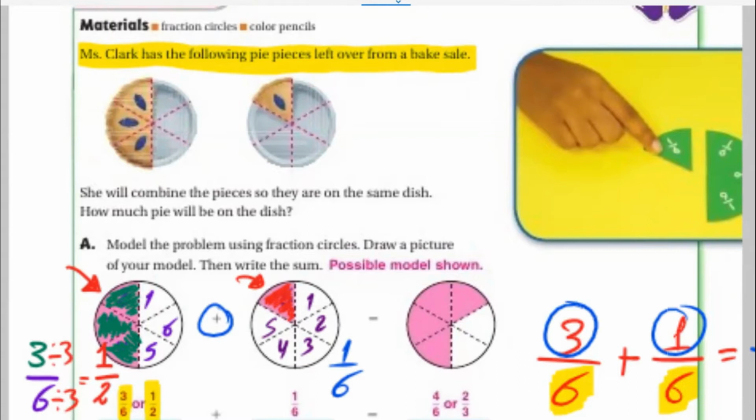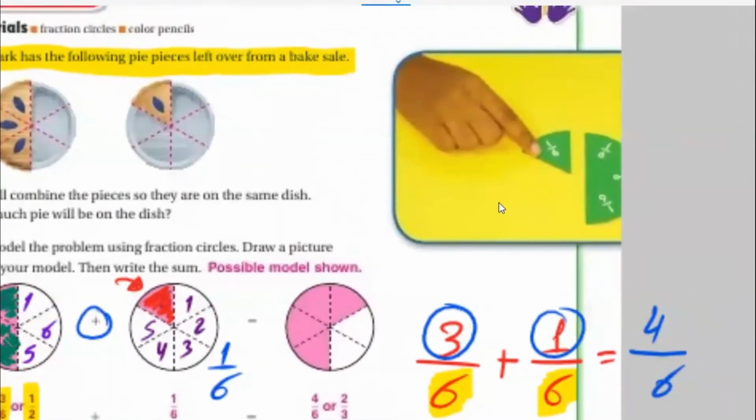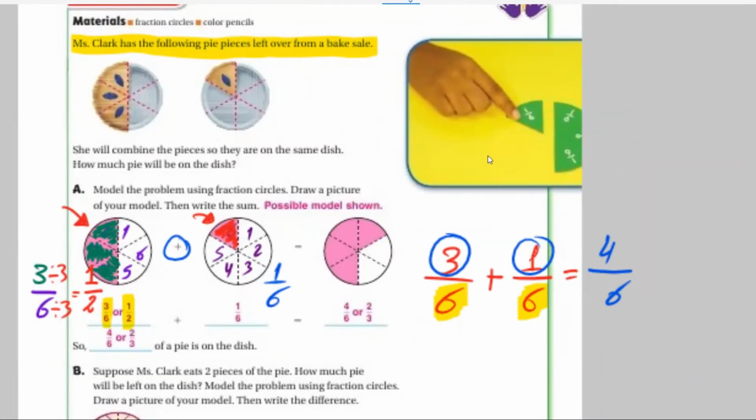Now, can we simplify 4 over 6? Okay, let's see. How can we simplify it? Firstly, let's ask about the big number 6. Is 6 in the multiplication table of 4? Think about it. Is 6 in the multiplication table of 4? No. There is no number multiplied by 4 that gives us 6. So 6 is not in the multiplication table of 4.